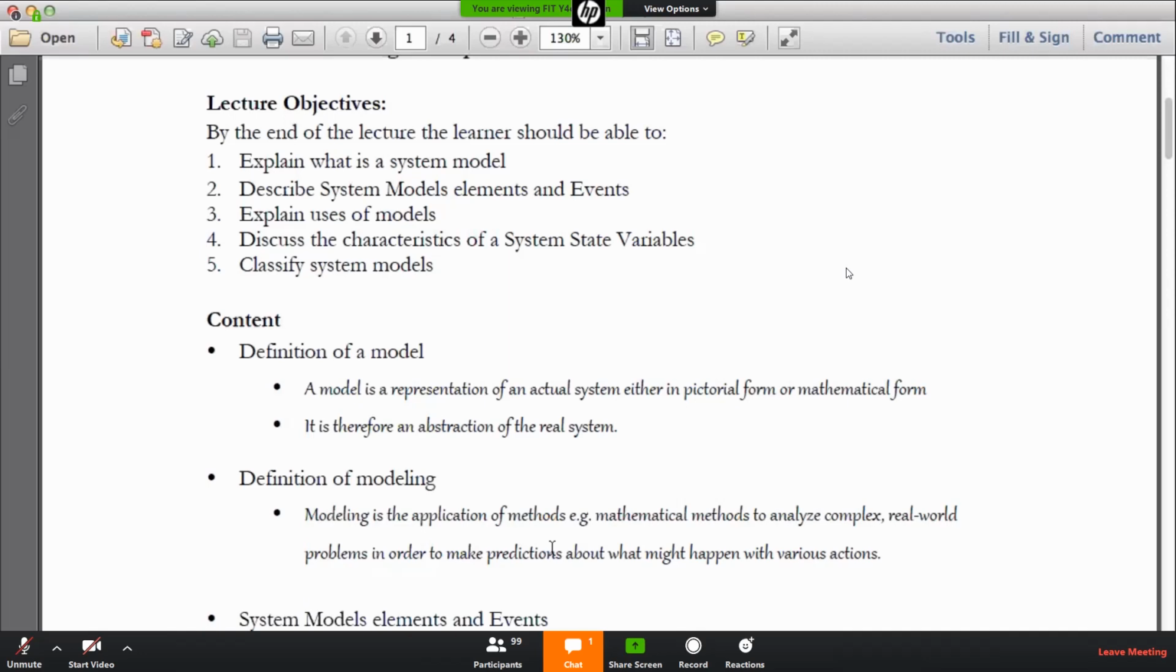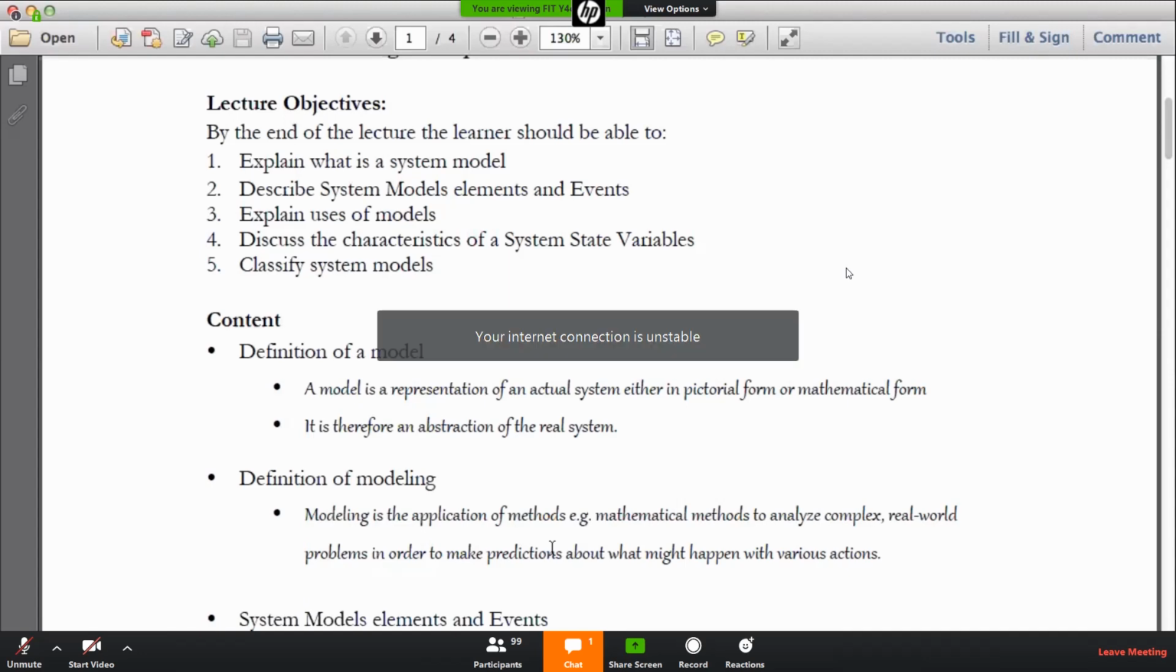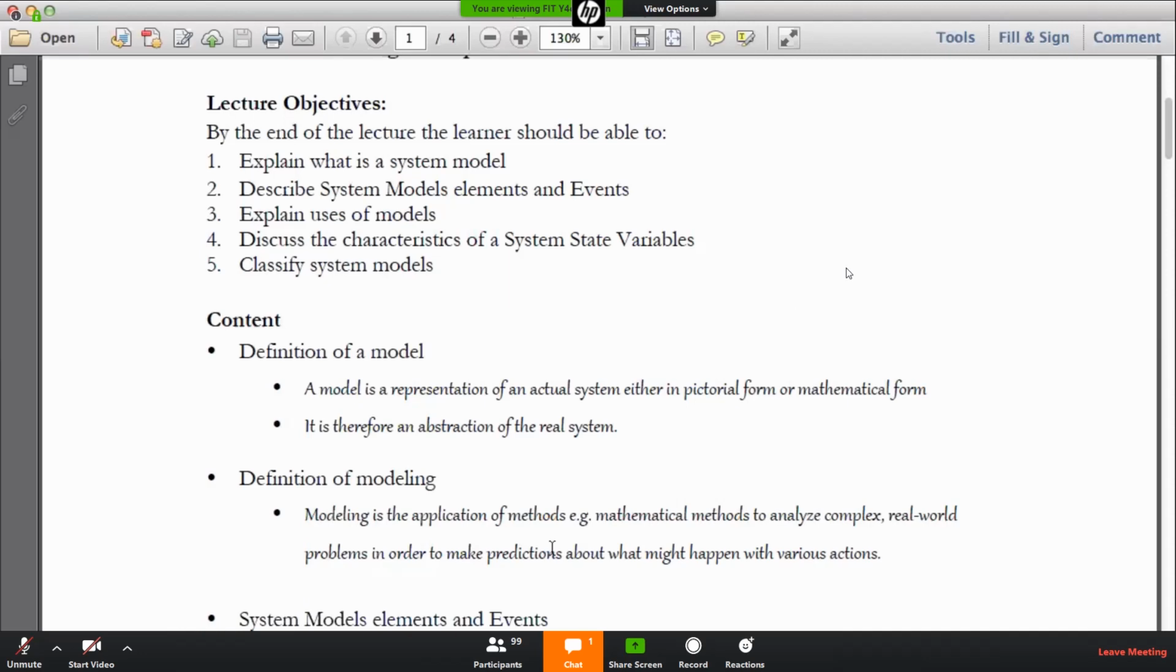So, like now, when you are coming up with an ERD, you use specific techniques and procedures so that then you come up with what? That representation. So modeling is the application of methods or mathematical methods to analyze complex real-world problems in order to make predictions about what might happen in various actions.